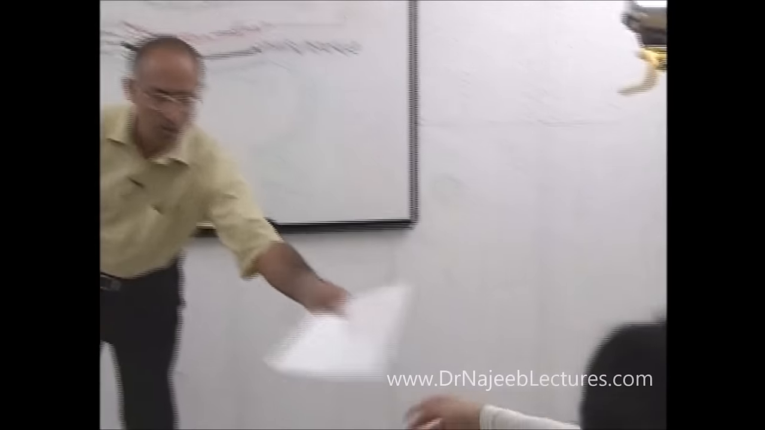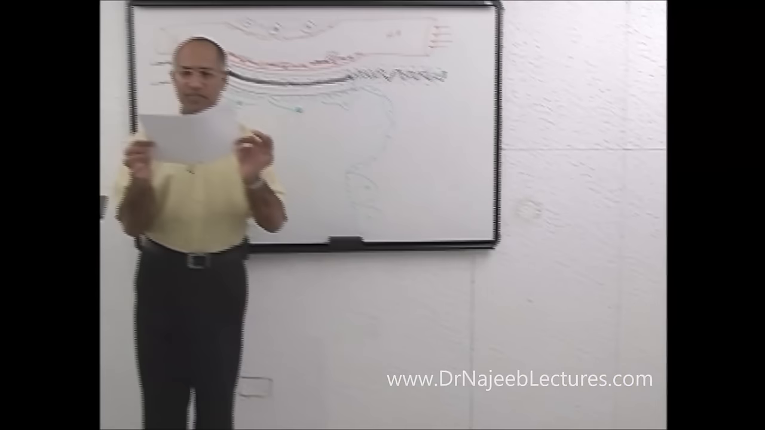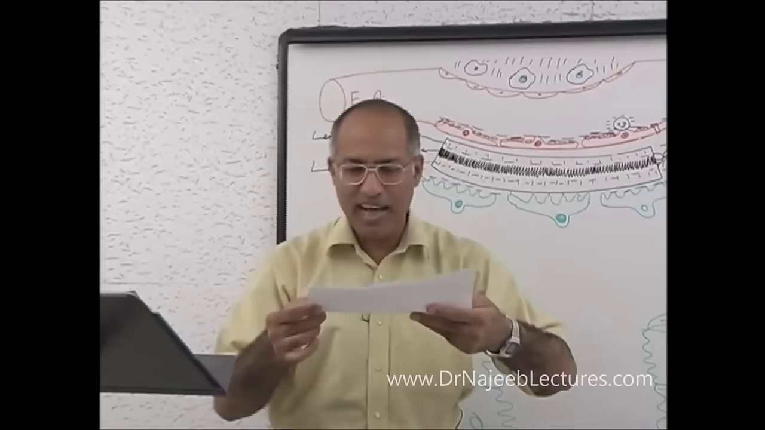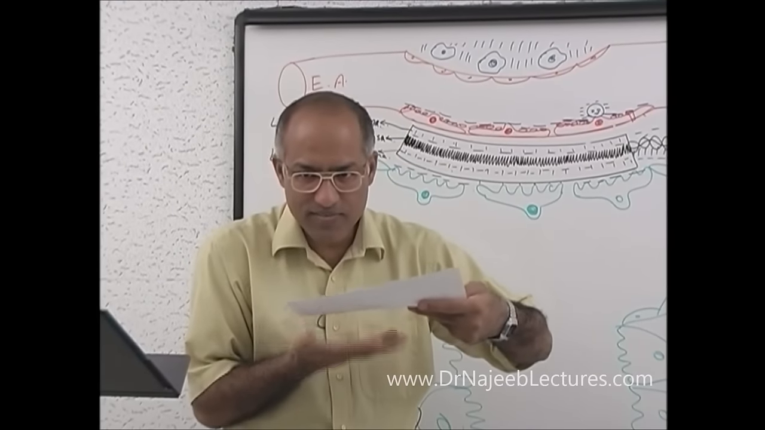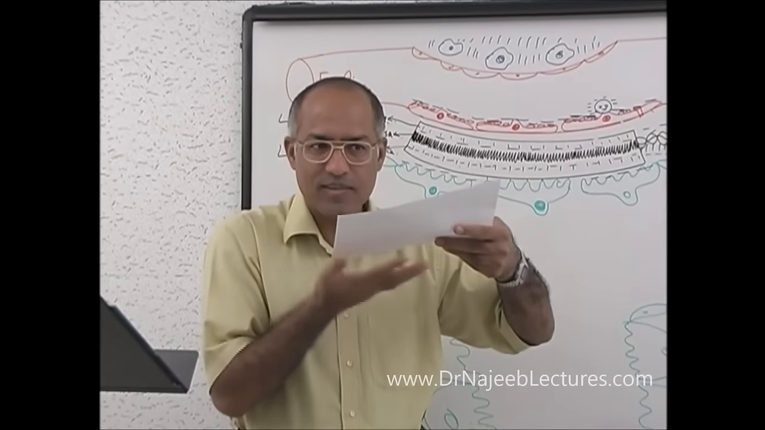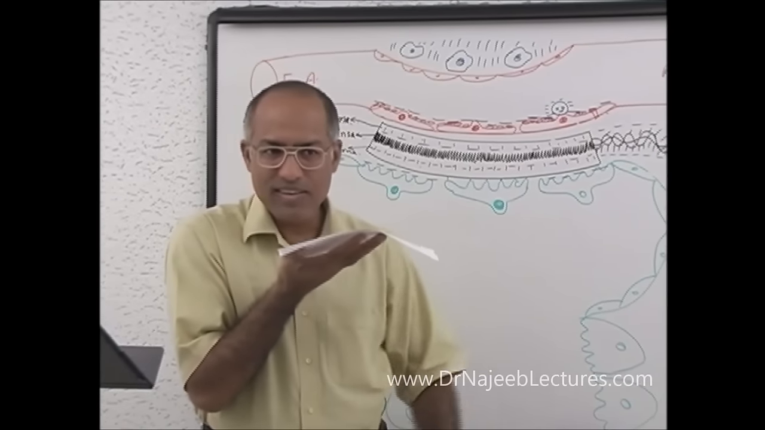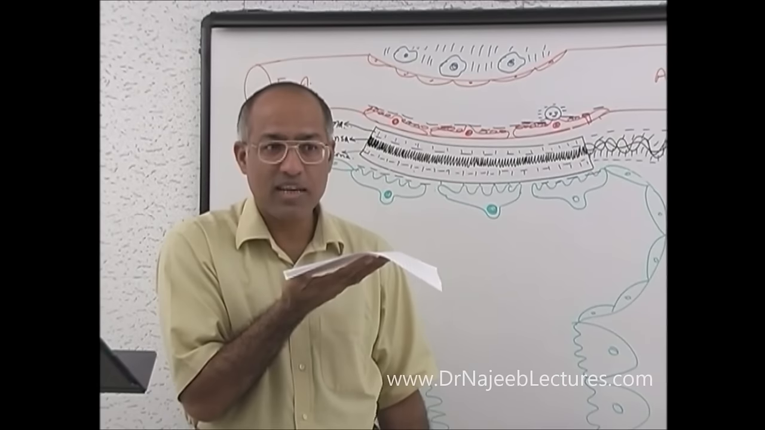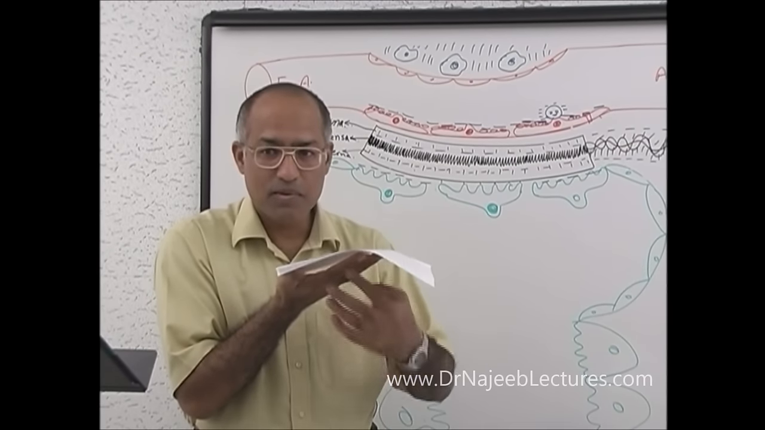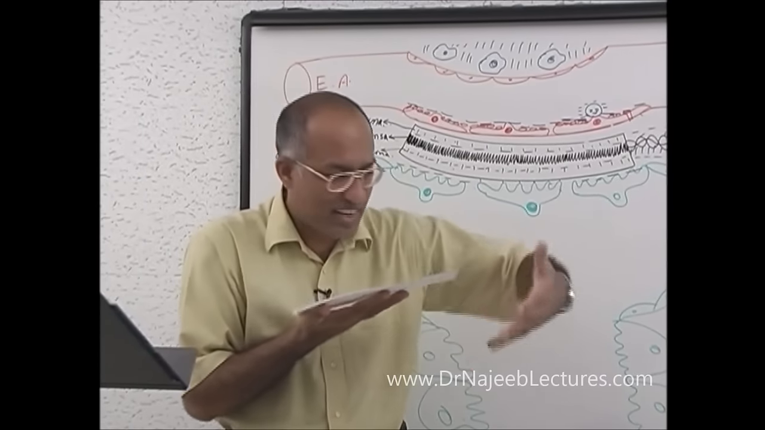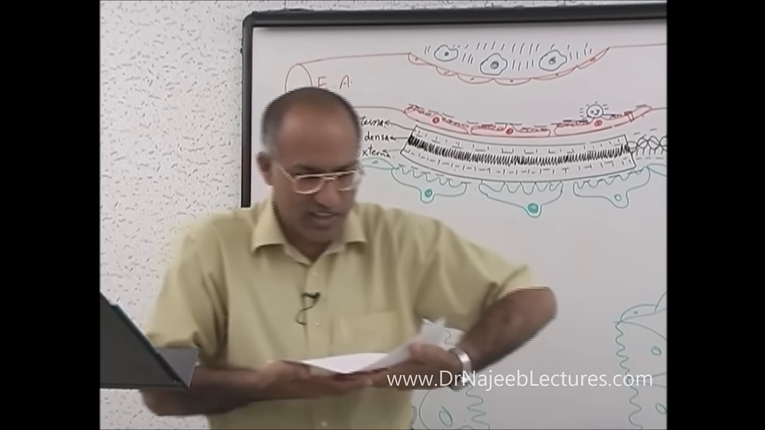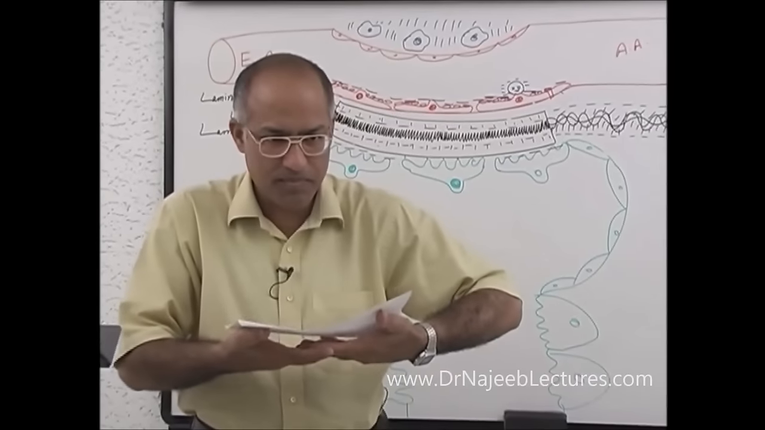Okay, yes, now look. This paper is what? This is the glomerular basement membrane. Under it, what is this? This is a visceral cell. And what is this? This is another visceral cell. Both cells interdigitate. Come here, just take the basement membrane up.